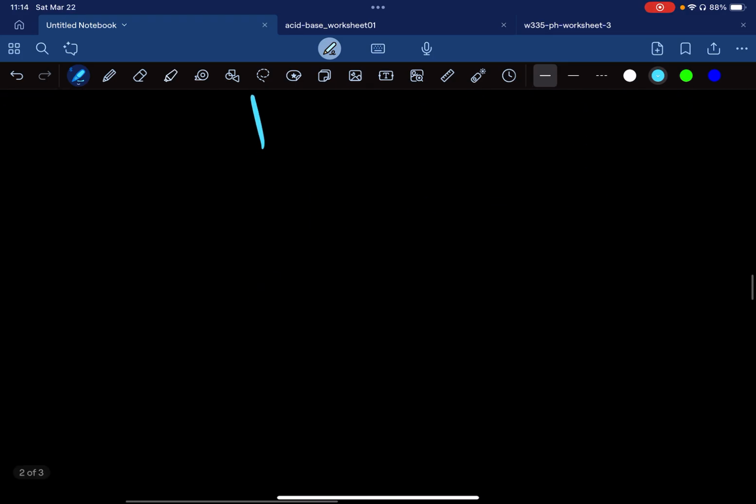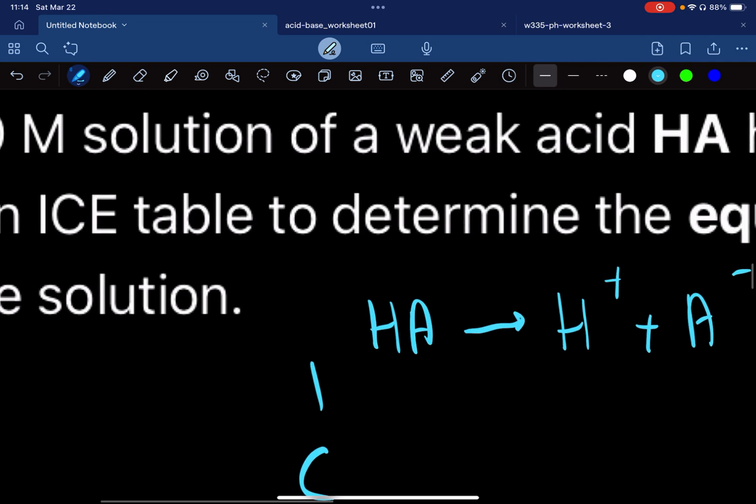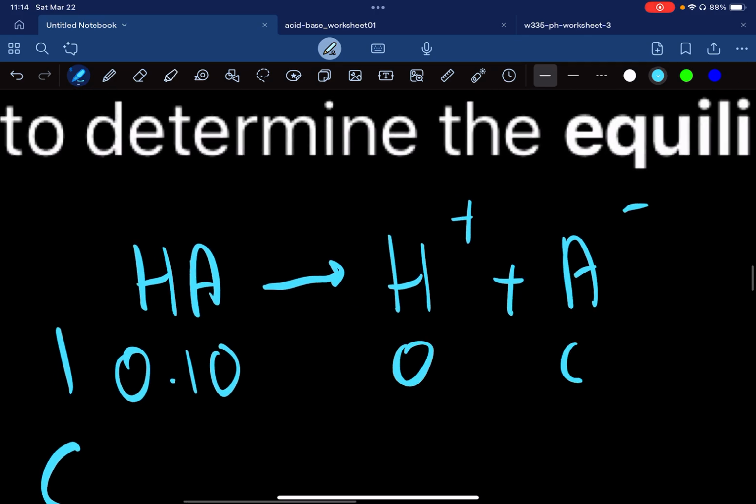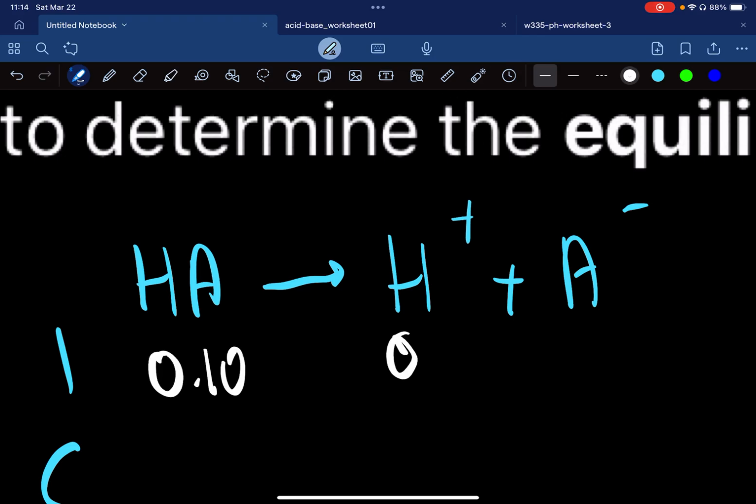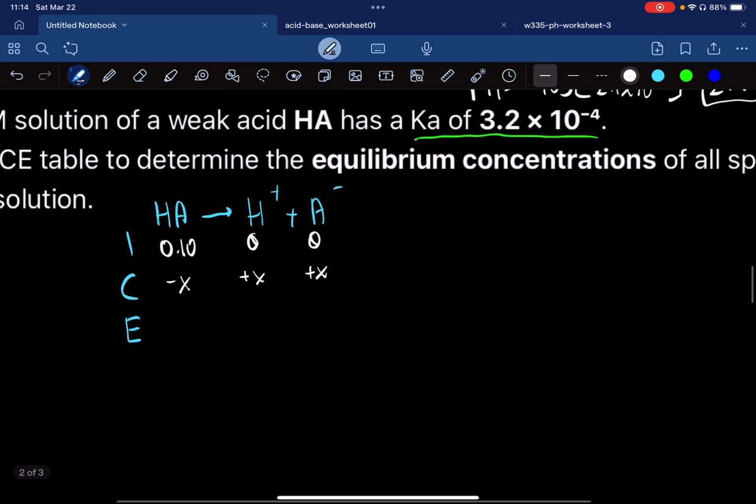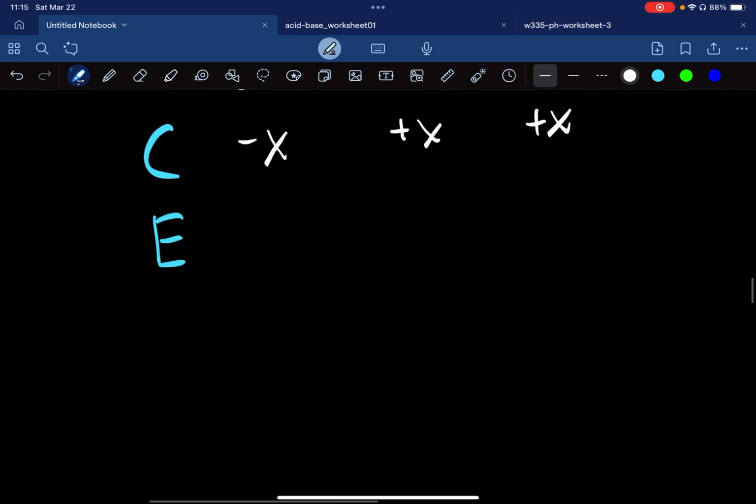So initial, change, equilibrium. They gave us the initial, which is 0.10. Once again, we're gonna assume 0 here and 0 here. There's gonna be a change here. They're gonna gain here, right? Please refer back to ice tables if you're having trouble with them. You're gonna struggle with this question.